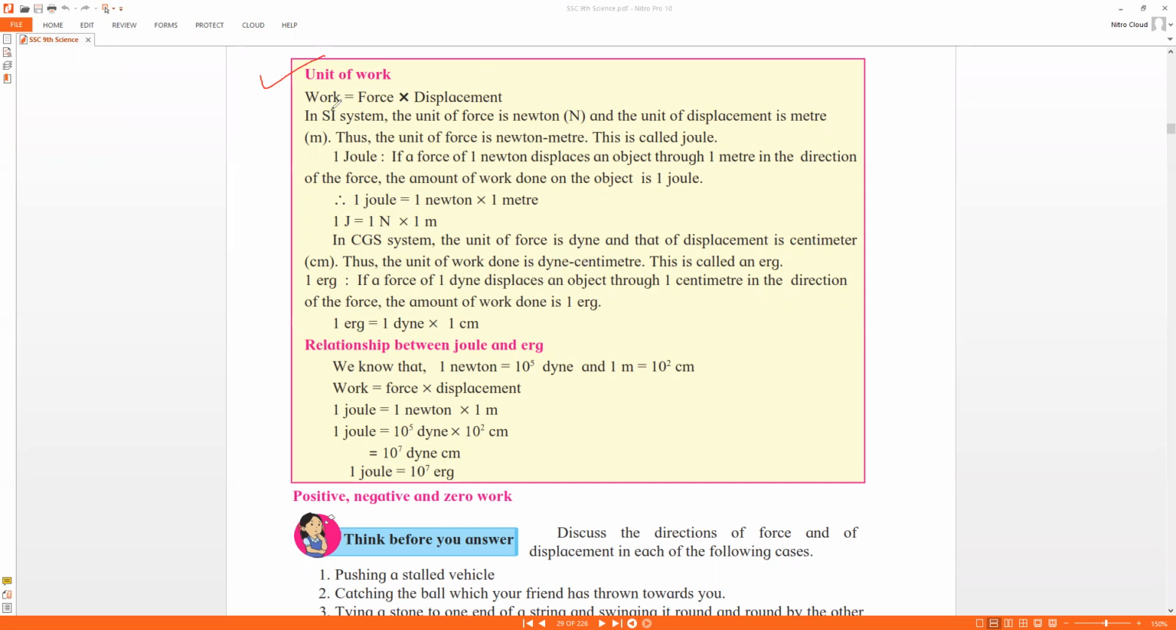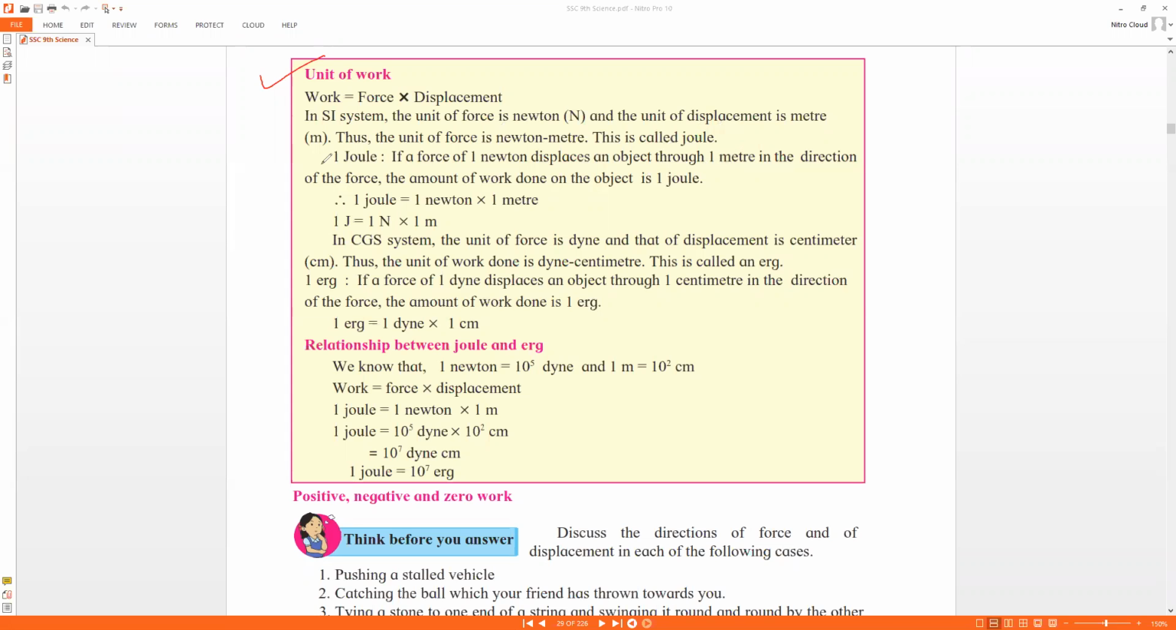Okay. So as seen before, work is equal to force into displacement. Although force and displacement both are vector quantities, correct? Their product is a scalar. That is, work is a scalar quantity. Even though force and displacement are vectors, work is a scalar. In SI system, the unit of force is Newton and the unit of displacement is meter. You know that. Thus, the unit of work is Newton meter. This is also called joule.